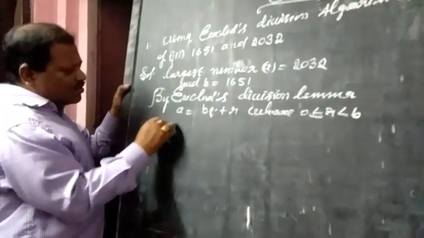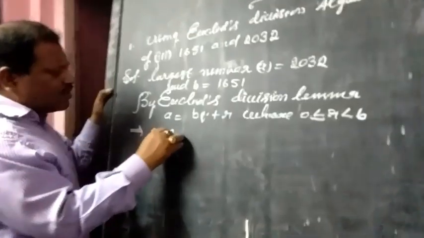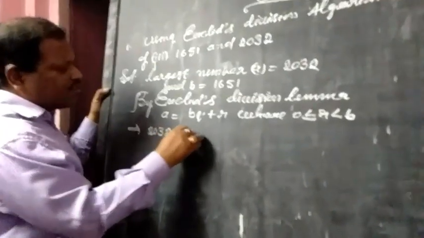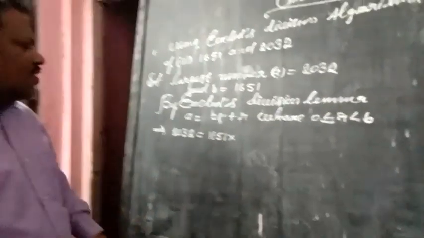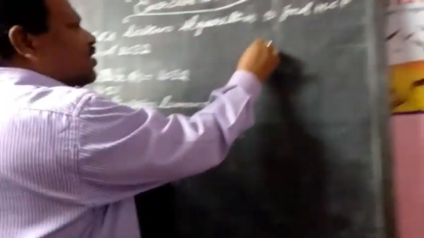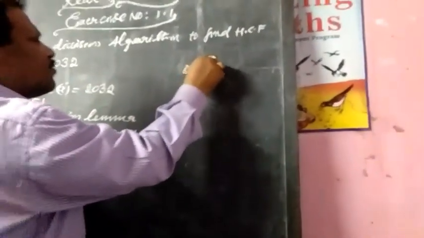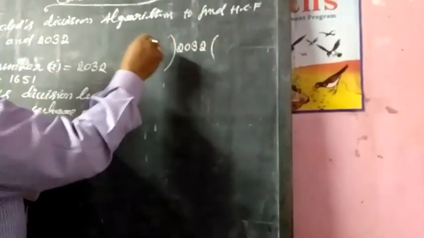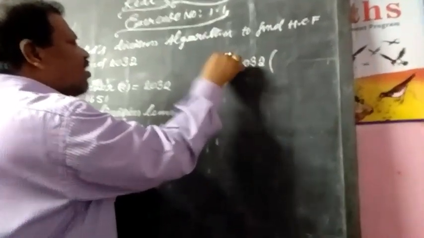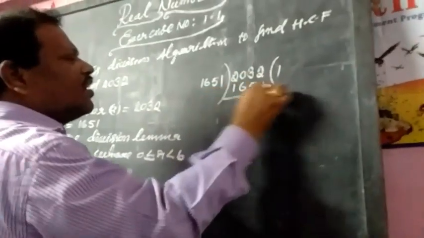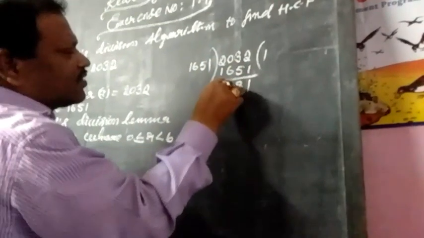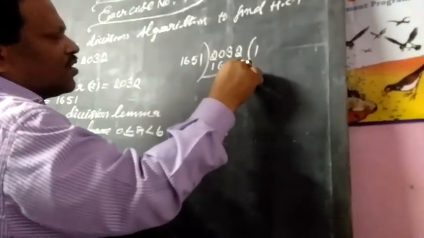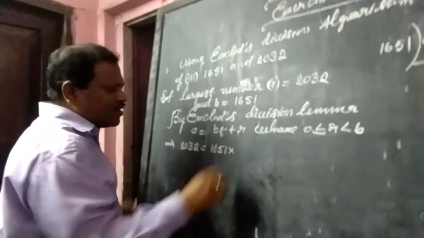Now what is the value of A? Same method. 2032 is equal to, what is the B? 1651 into Q. How many times does it exist? 2032 divided by 1651, only one time. 1651. What is the remainder? 381 is the remainder.